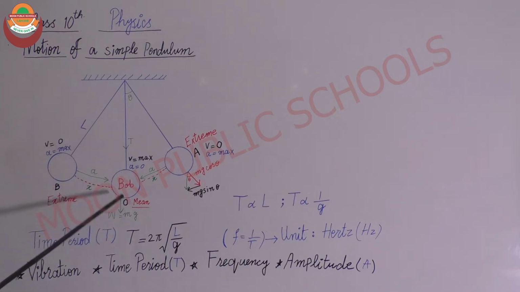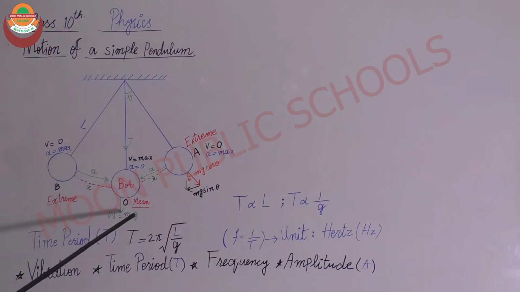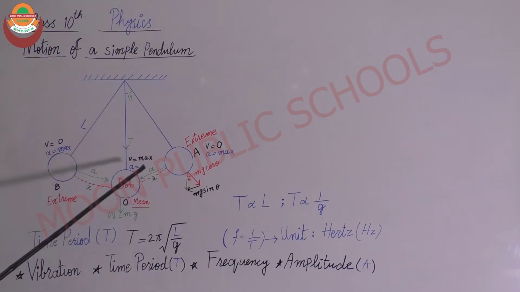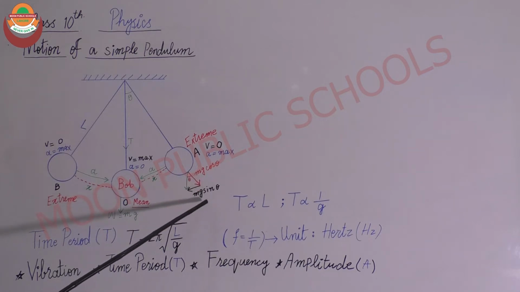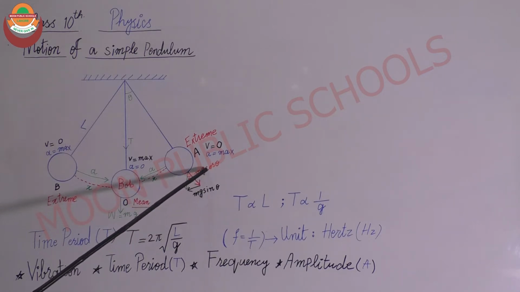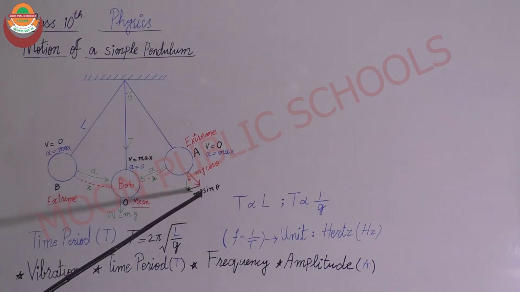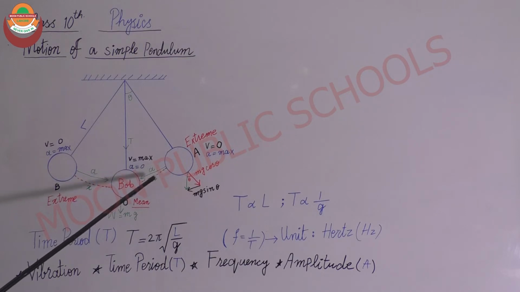At this point, two forces are applied. The first force is the tension, and the second force is the weight. Tension is applied upward and weight is applied downward. Weight is divided into two components, mg cos theta and mg sin theta. Mg cos theta and tension cancel each other out, so there is no motion along this direction. Only the component of weight remains, so the motion of the bob is along the parallel.